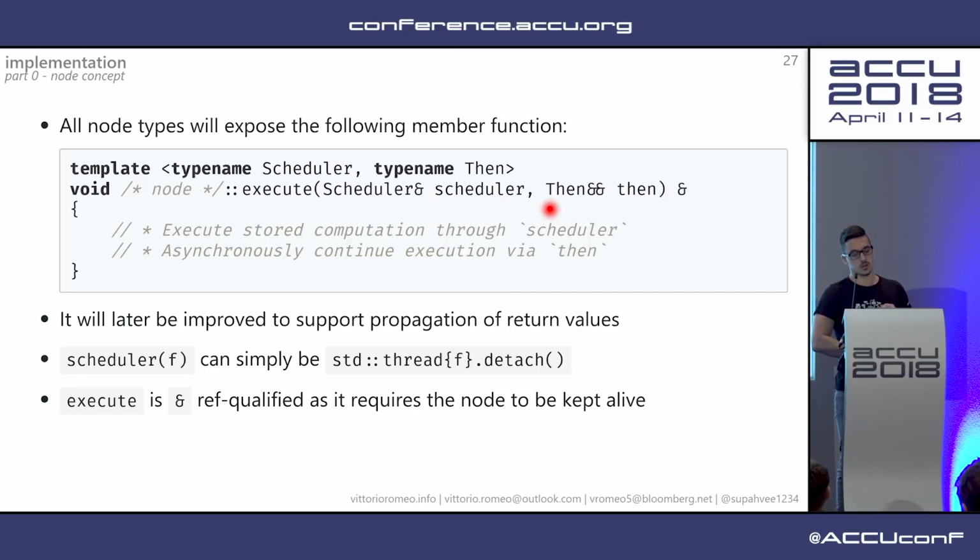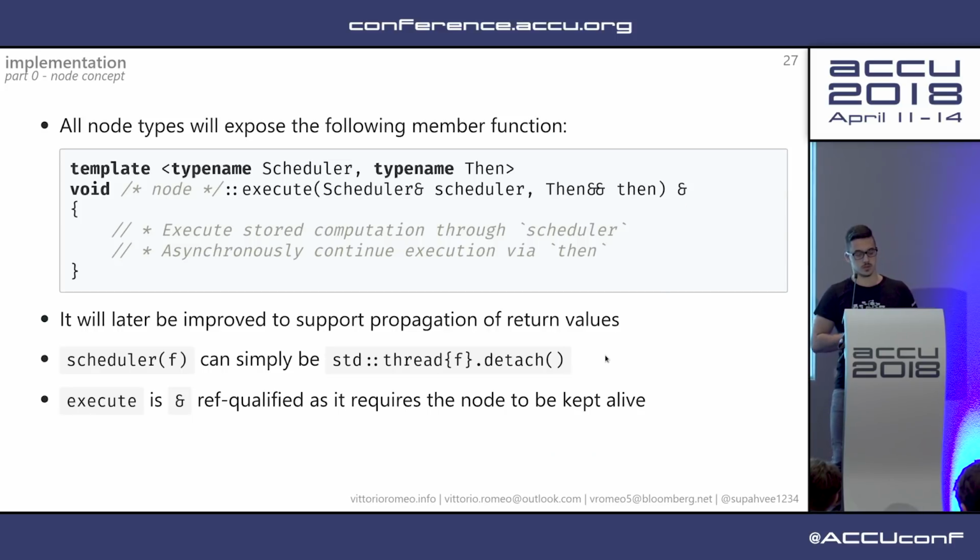And execute also accepts a then continuation. And the idea is that since nodes can be executed asynchronously, such as when any, we need to provide the continuation as a callback because we don't want to block until the whole node is completed. We want to execute as soon as possible. And the idea is that we execute the stored computation in the current node through the scheduler and then asynchronously continue execution with the then argument over here. You might also notice that it is L-value-ref qualified because the node must be kept alive and it doesn't really make any sense to call execute on a temporary node.